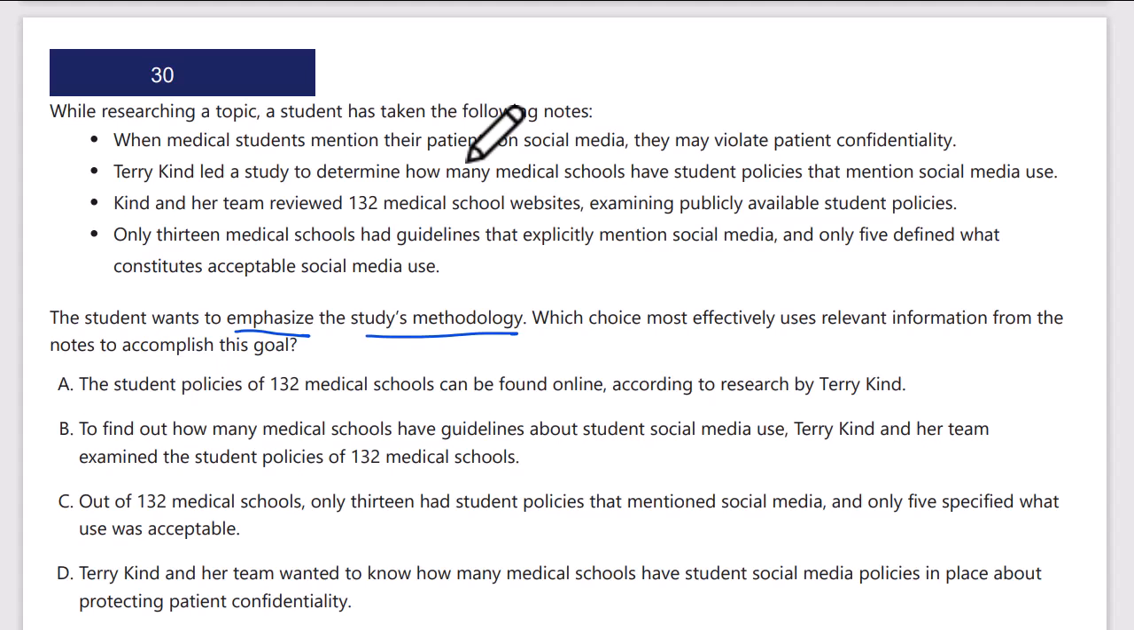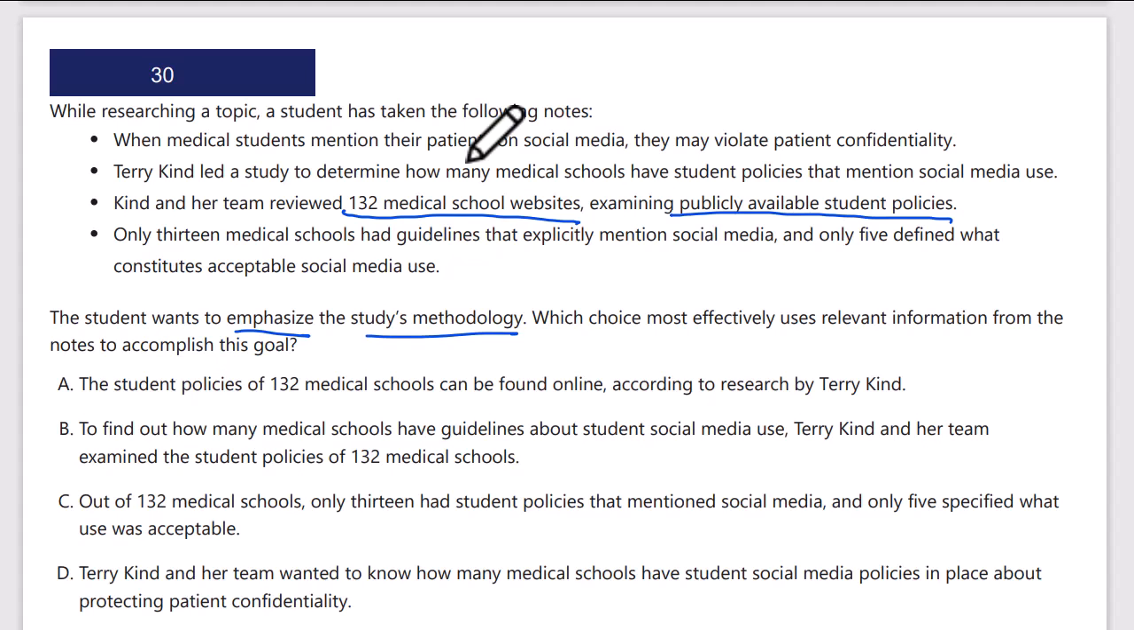Student wants to emphasize the study's methodology. So we want to include the methodology here. That's usually in the middle here. When medical students mention their patients on social media, they may violate patient confidentiality. Terry Kind led a study to determine how many medical schools have student policies that mention social media use. Kind and her team examined 132 medical school websites, so this is their method, examining publicly available student policies. Only 13 medical schools had guidelines that explicitly mentioned social media, and 5 defined what constitutes acceptable social media. So which one talks about the methods?